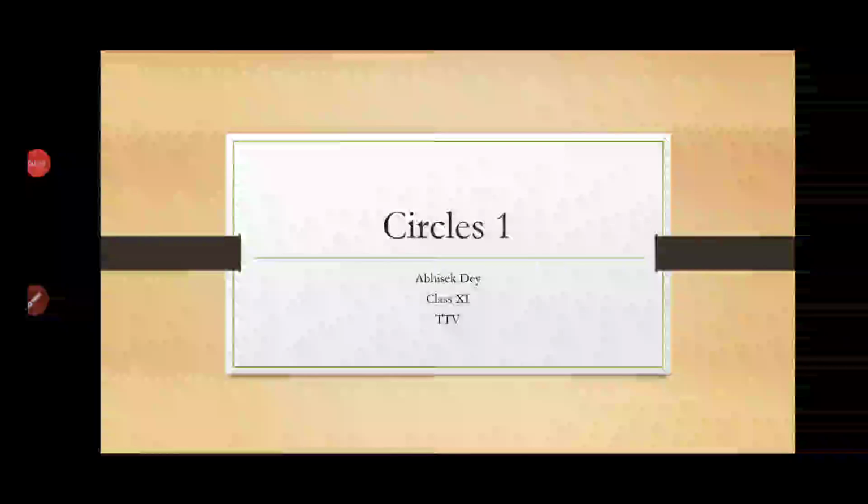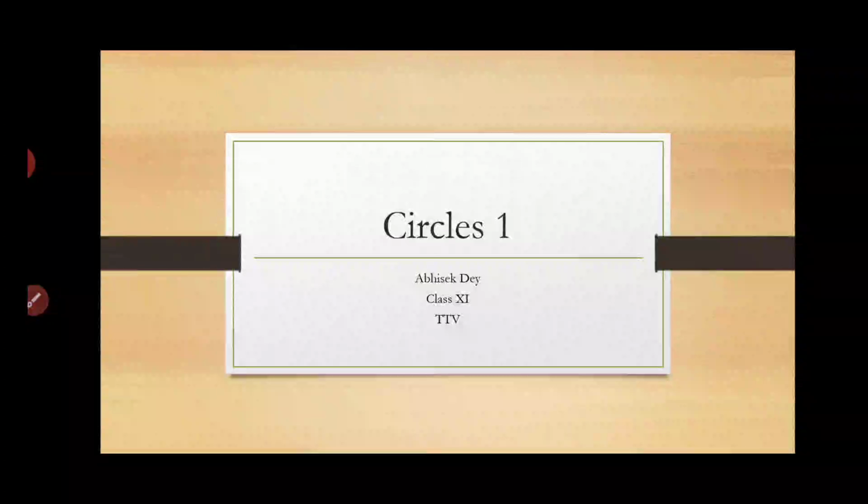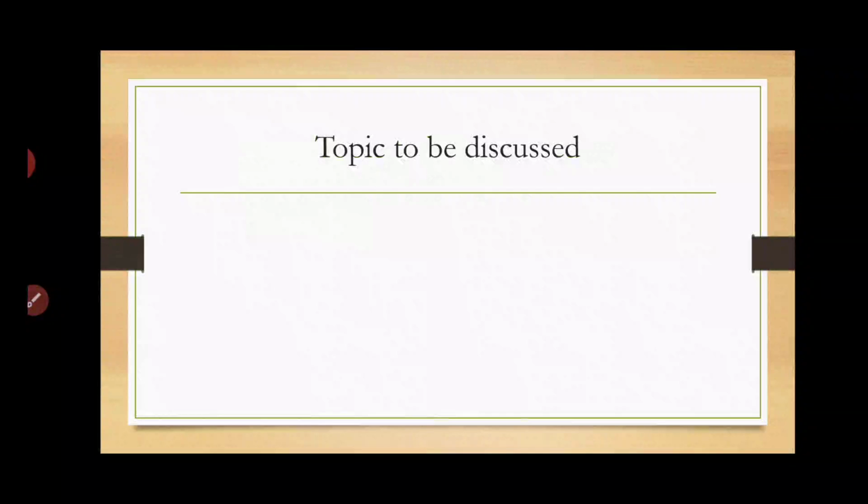Hello there. We start off with a new chapter, which is circles, and today is the first class. So in this class we are going to discuss equation of circle. Now, like equation of straight line, there are different forms of equation of straight line. Similarly, there are different forms of equation of circle. So we are going to take a few of those forms and discuss them in this class, and the rest of the forms we are going to take up in the next class. So let us start.